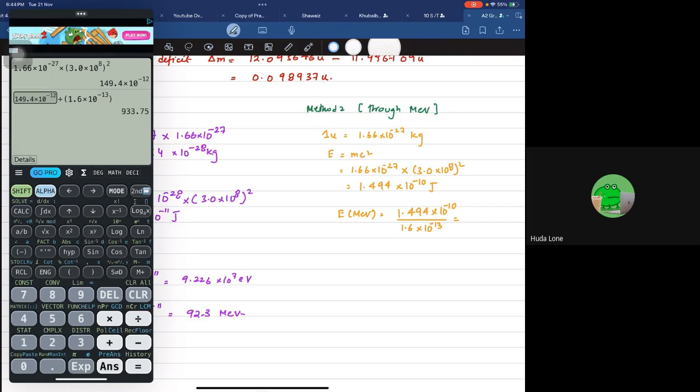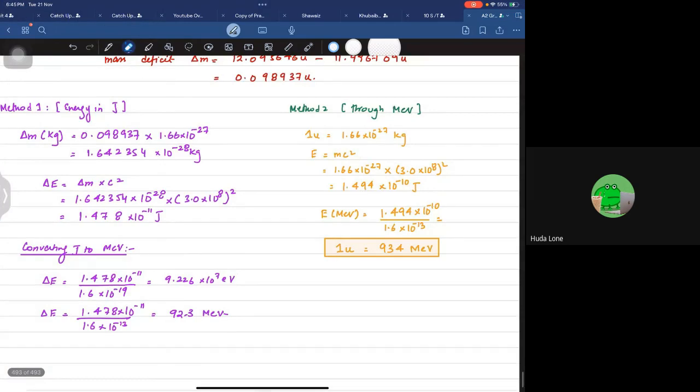And you will see that it is approximately 934 MeV is equivalent energy with respect to 1U. So you can remember this value if you want to. And a lot of times they're also going to give you this value themselves. Sometimes they also change it because this value is a bit different for each question. Sometimes they're going to give you 1U as 931.5, sometimes 932, sometimes 933.